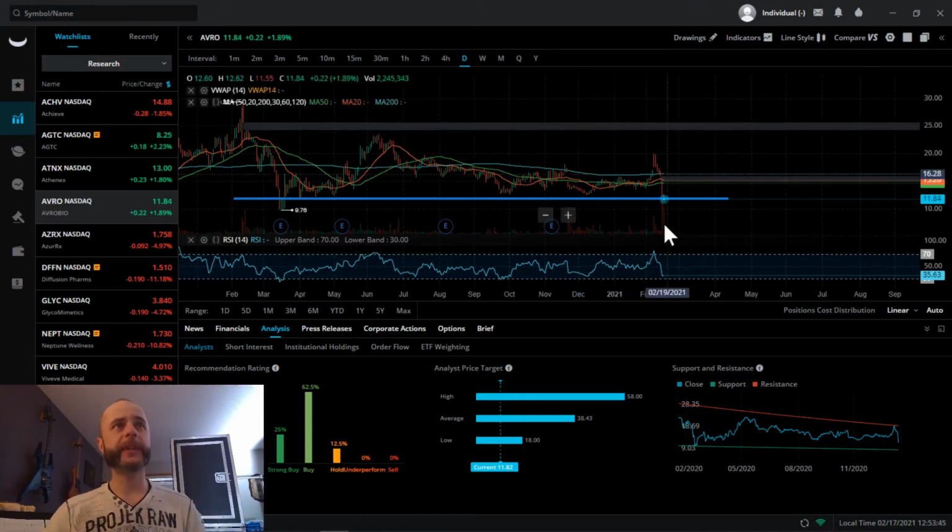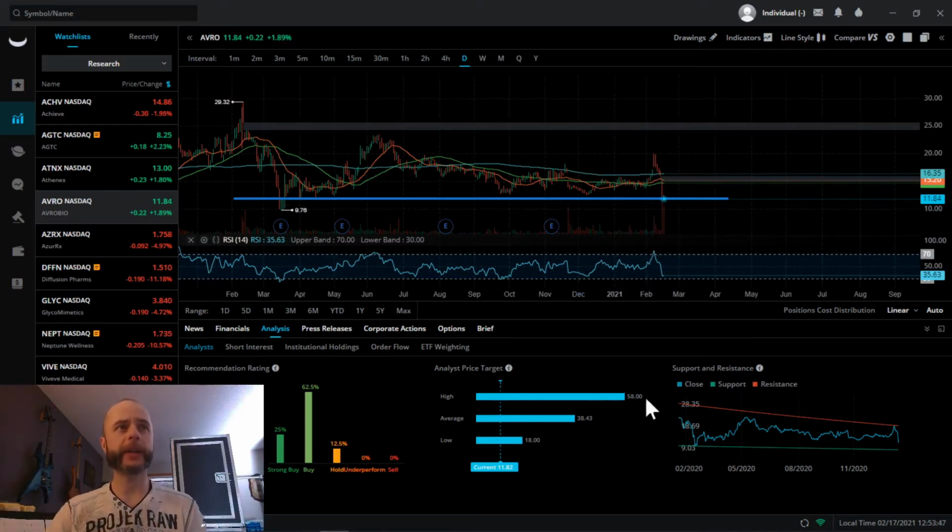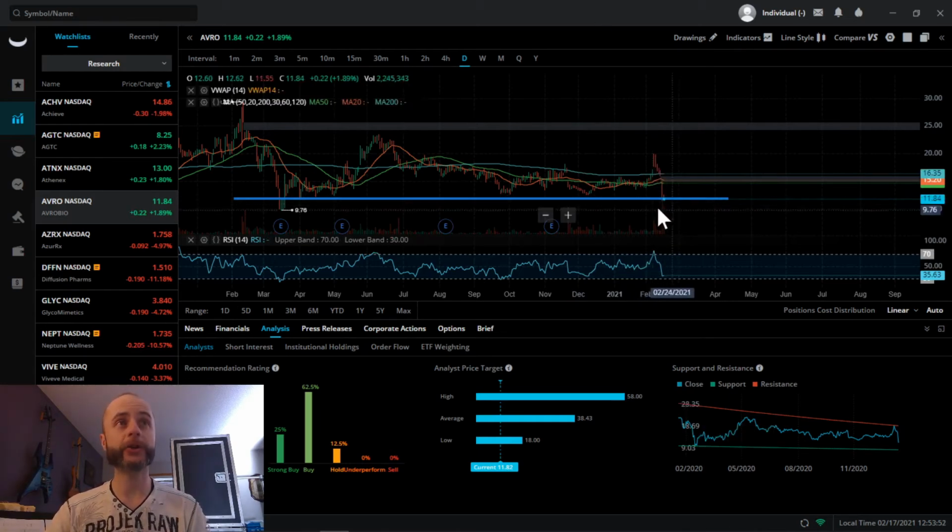There's a $58 price target on this one right here. I don't see this one staying bearish forever, and I think that we are jumping in here at the point where it's going to turn around.